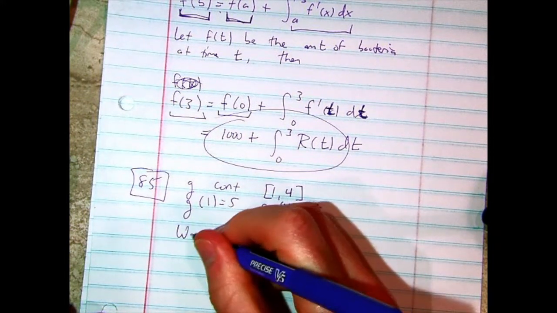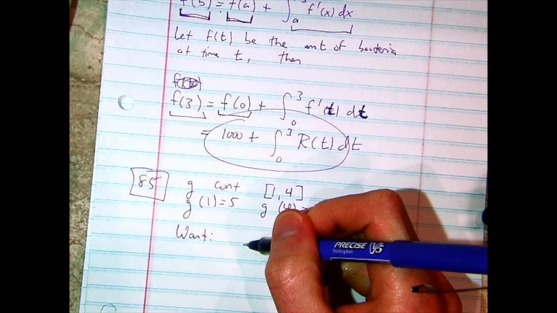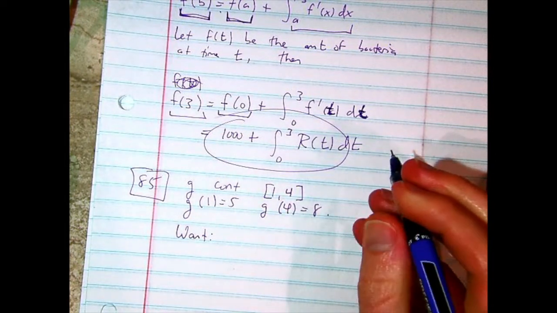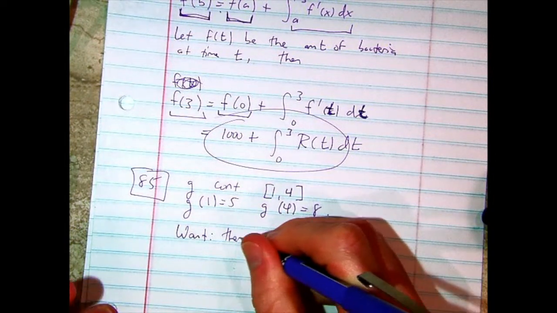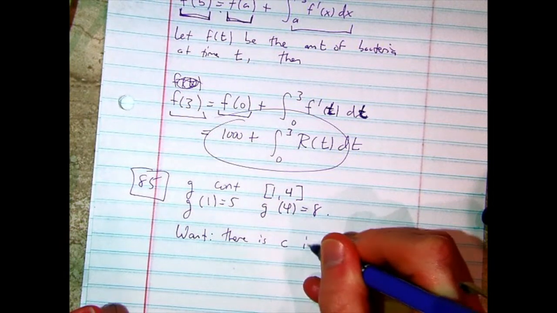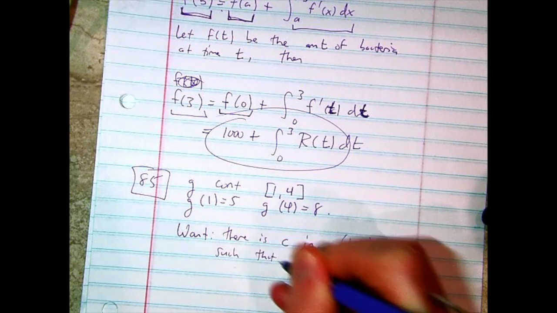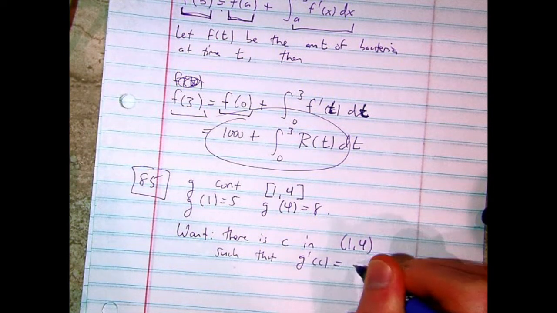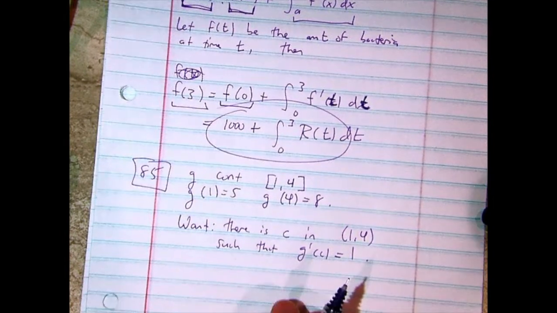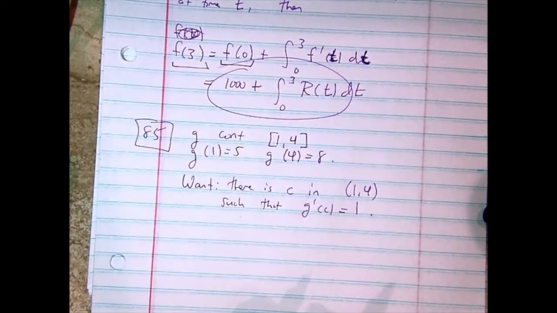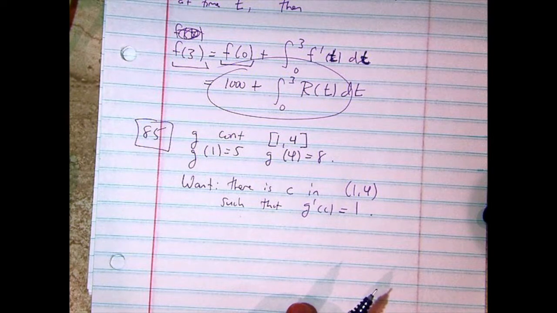So what we're looking for is a condition, an additional assumption, which would assure us that there is a number c in the open interval 1, 4 such that g prime of c is equal to 1. Hopefully this problem seems like something where you should be using one of the theorems, right? Like maybe it's the intermediate value theorem or the mean value theorem. It happens to be the mean value theorem.